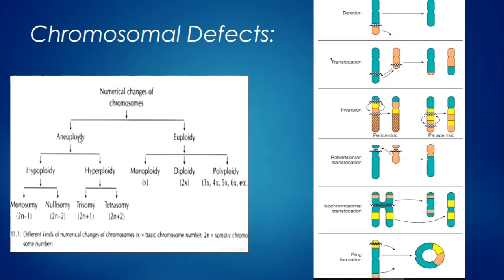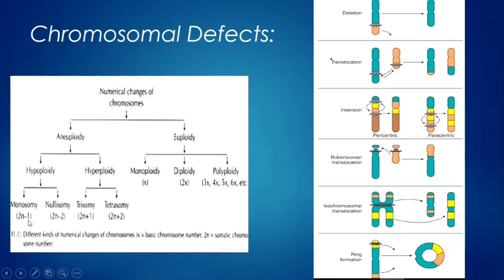As you know, the total number of chromosomes in the human body is 46, which is divided into 23 pairs. So the hypoploidy is divided into monosomy and nullisomy. In monosomy, there will be a deletion of one chromosome. As you can see, this is 2n-1.